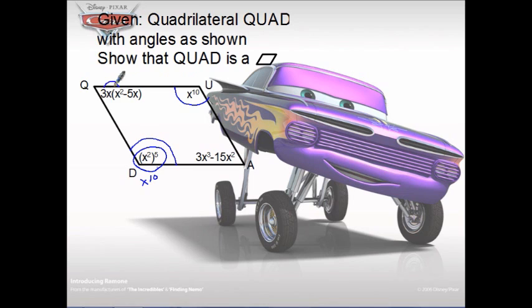Next, I'm going to distribute 3x to both pieces. And when I do that, I get 3x to the 3rd. When you multiply letters, you add their exponents, minus 15x squared. And again, we get opposite angles are congruent. Showing that it's going to be a parallelogram, we have if opposite angles of a quadrilateral are congruent, it's a parallelogram.